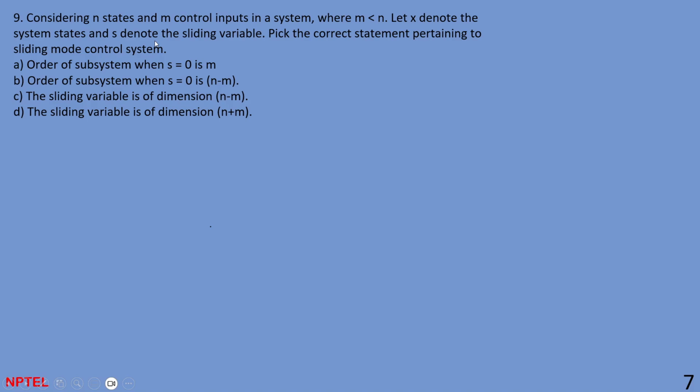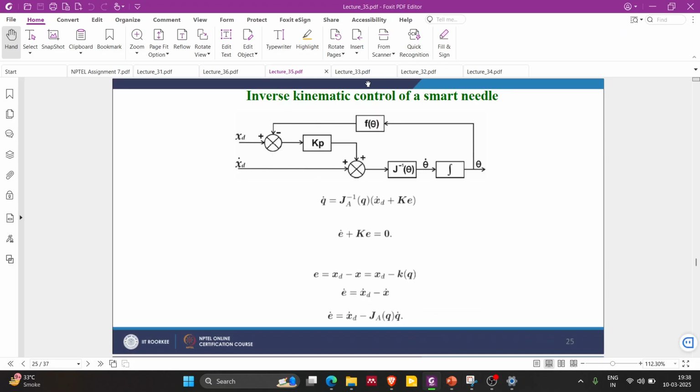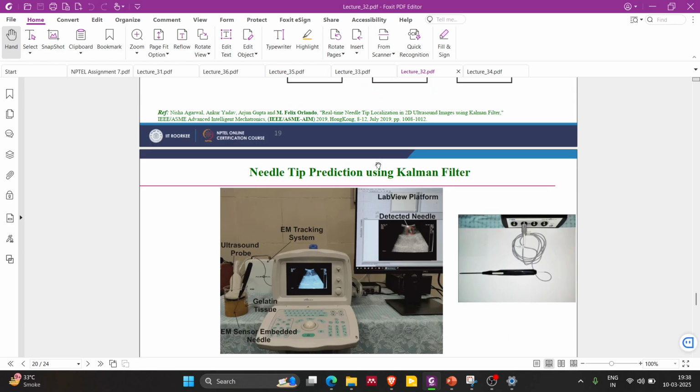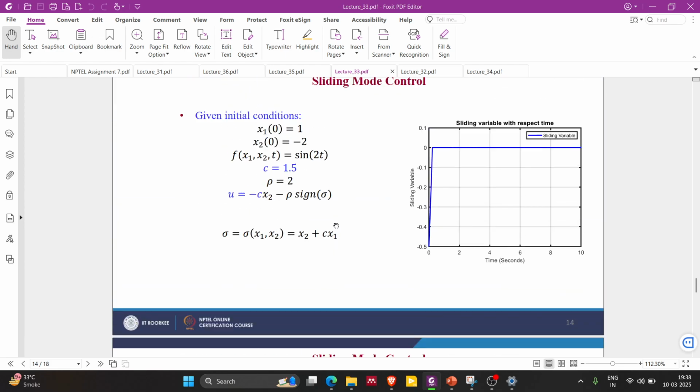So they are asking that we need to pick the correct statement. Let's read out the first one. Order of subsystem when s is 0 is m. Order of subsystem when s is 0 is n minus m. And then the next option is sliding variable is of dimension n minus m. For this kind of question, we need to delve deep into, I think, the lecture on sliding mode control where he talked about it.